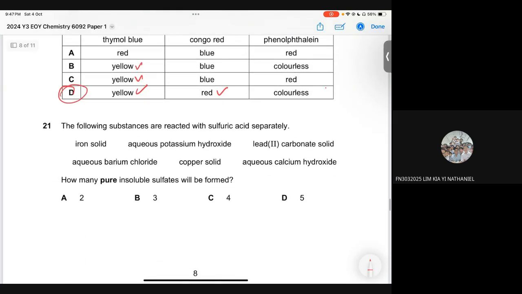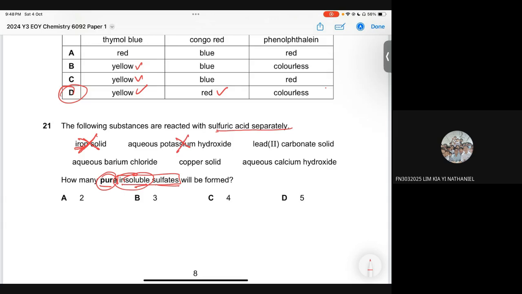Question 21. The following substances are reacted with sulfuric acid separately. How many pure insoluble sulfates will be formed? This seems like a salt question. I want insoluble sulfates, and I want them to be pure. So I just look at the metal with the sulfate. Iron sulfate I know is soluble, so it's out. Potassium, you don't even need to check, because you know potassium salts are confirmed soluble.